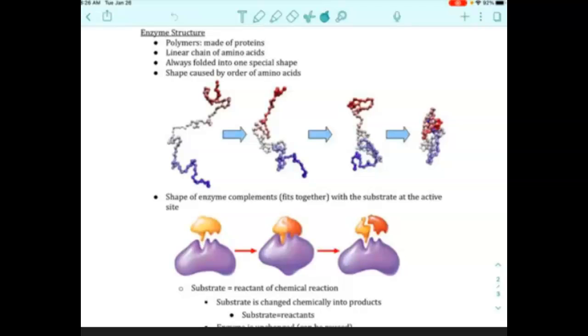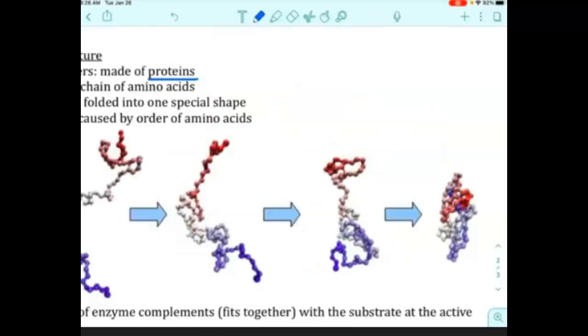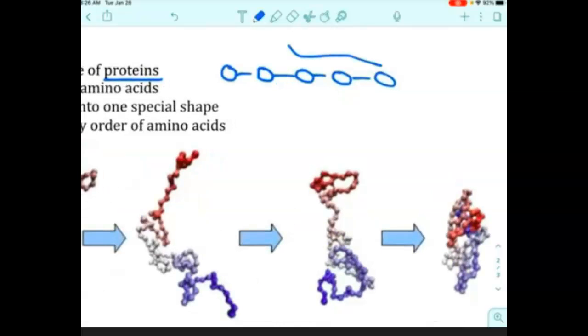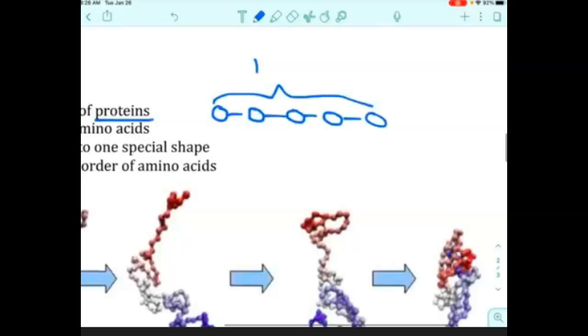Let's talk about enzymes. First of all, what are they? Enzymes are proteins. You guys remember we said a protein is a polymer, right? So a nice, easy way to represent a polymer is a bunch of repeating molecules. It's kind of like a train, isn't it? The whole thing together we call a protein, and each individual ball or molecule in the chain is called an amino acid.